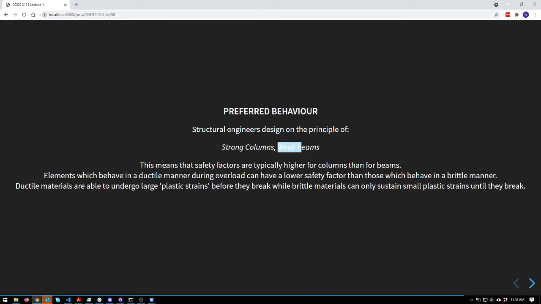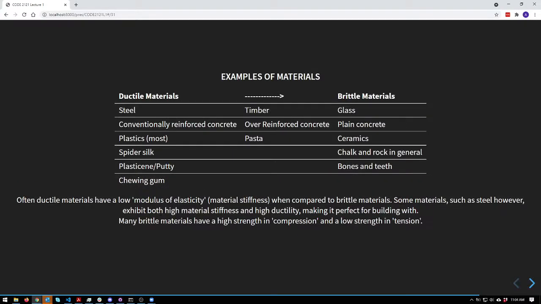Elements which behave in a ductile manner, ductile meaning able to be deformed without losing toughness, so elastic, in a ductile manner during overload can have a lower safety factor than those which behave in a brittle manner. Ductile materials are able to undergo large plastic strains before they break, while brittle materials can only sustain small plastic strains until they break. So, examples of ductile materials versus brittle materials. Ductile materials are materials like steel, conventionally reinforced concrete, most plastics, spider silk, plasticine, putty, chewing gum.